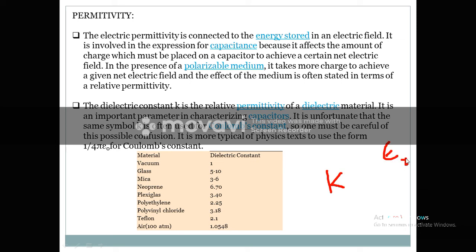Okay, same thing, but mostly K was not used because K is also the Coulomb constant, also represented by K, so there would be confusion for the readers to differentiate between the Coulomb's constant and the relative permittivity. So we avoid representing the dielectric permittivity by K.